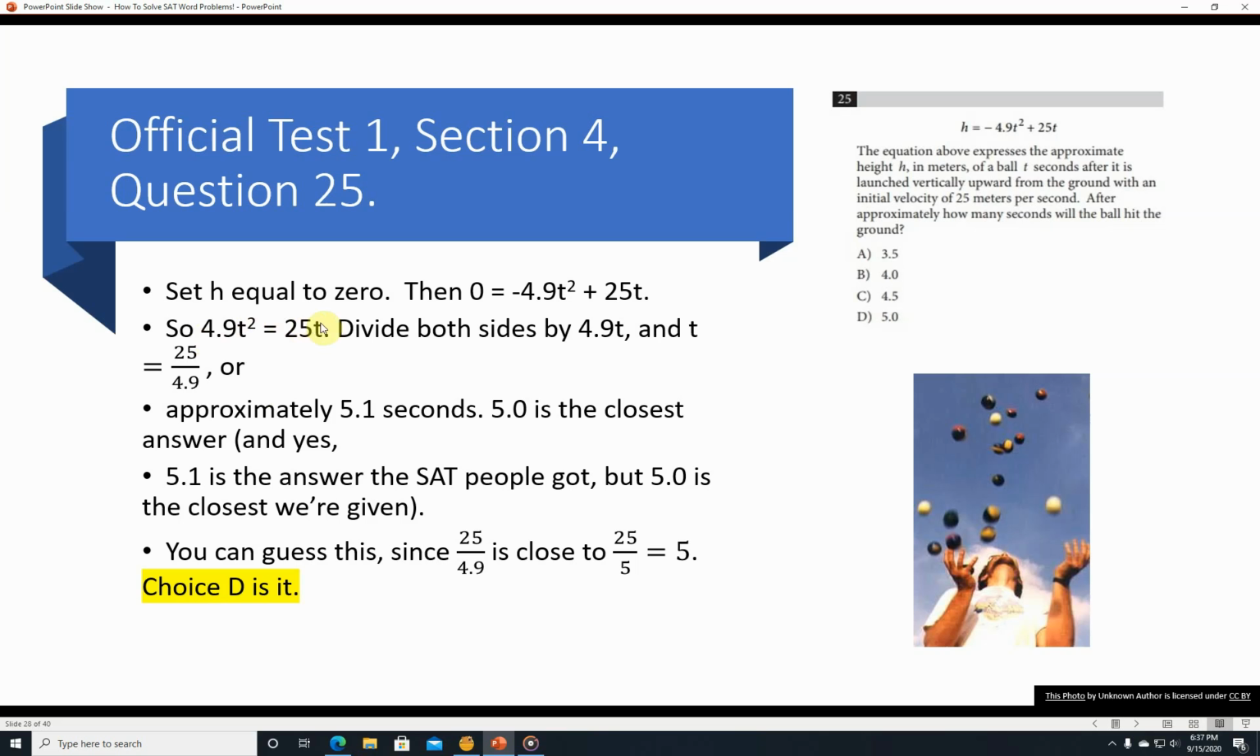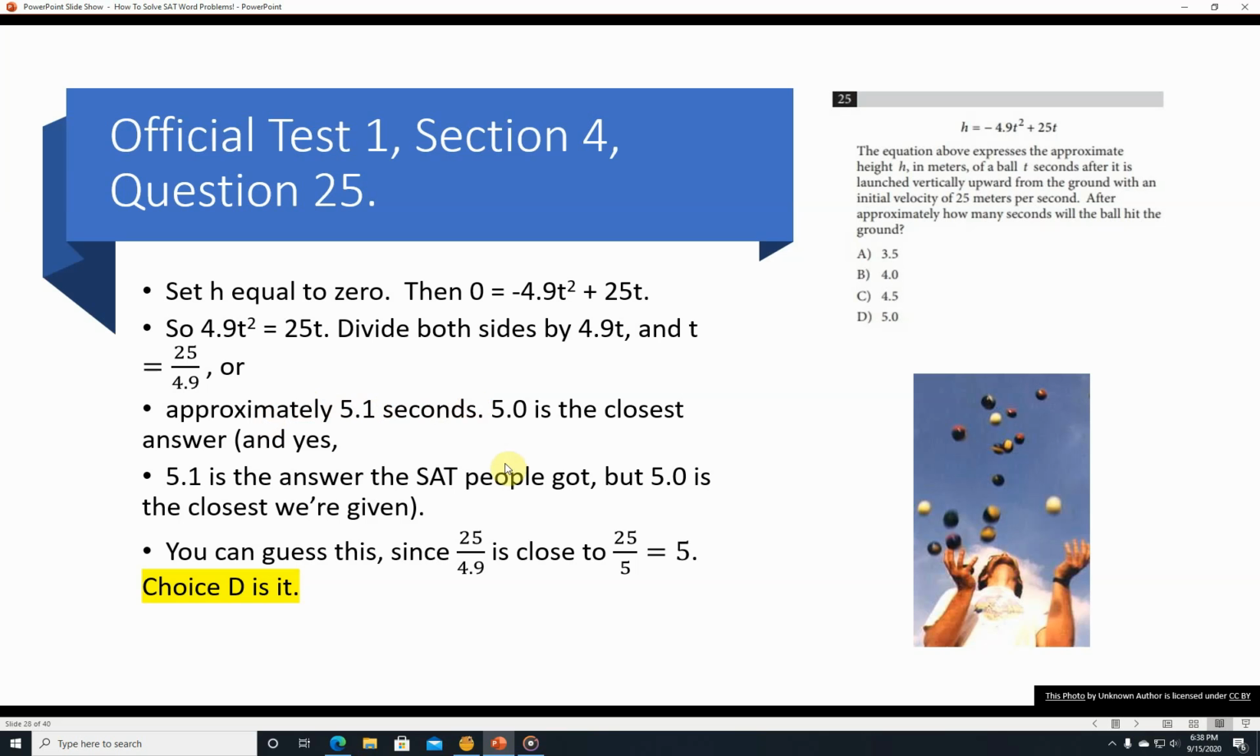So we're just going to add 4.9t squared to each side. 4.9t squared is equal to 25t. Divide both sides by 4.9t, and t is approximately equal to 25 over 4.9, because we're just going to divide through by 4.9t, so the t's cancel out, or approximately 5.1 seconds.